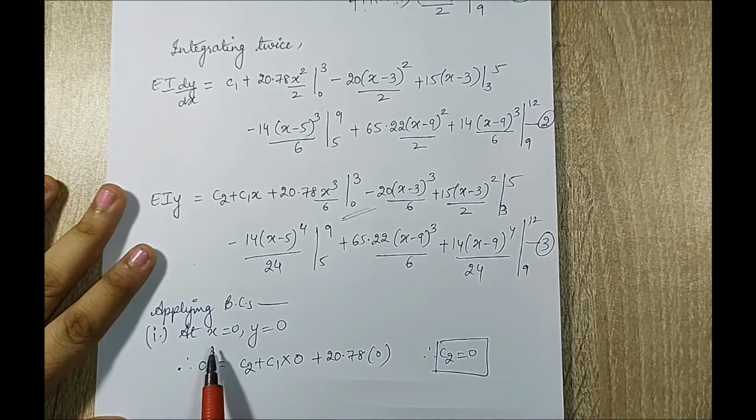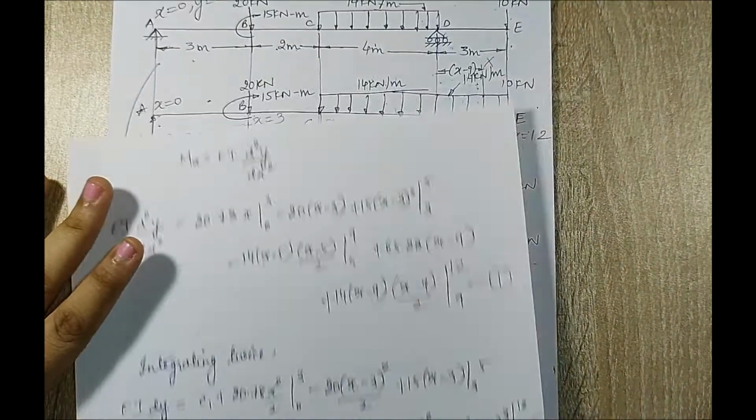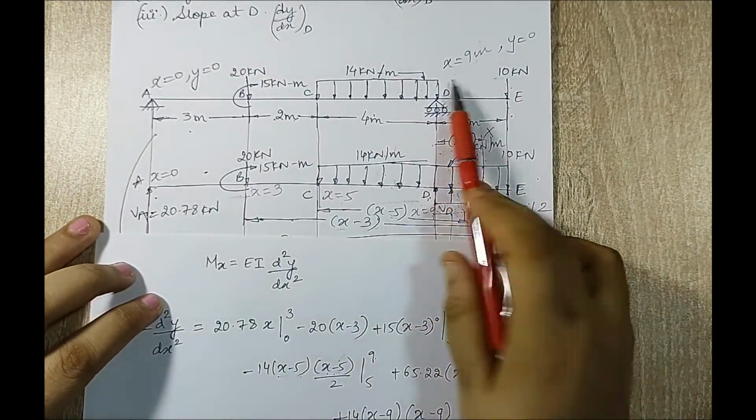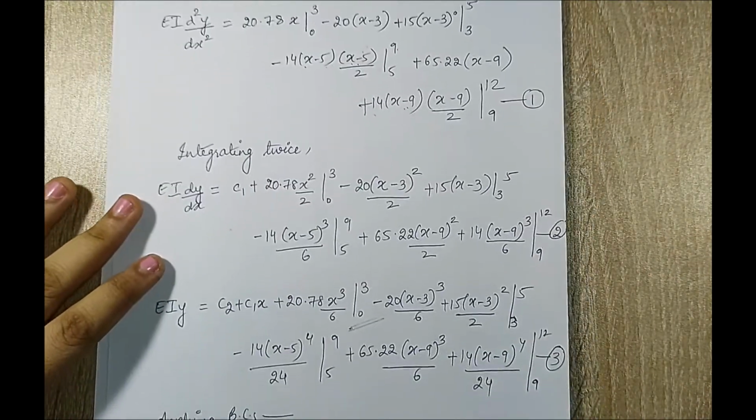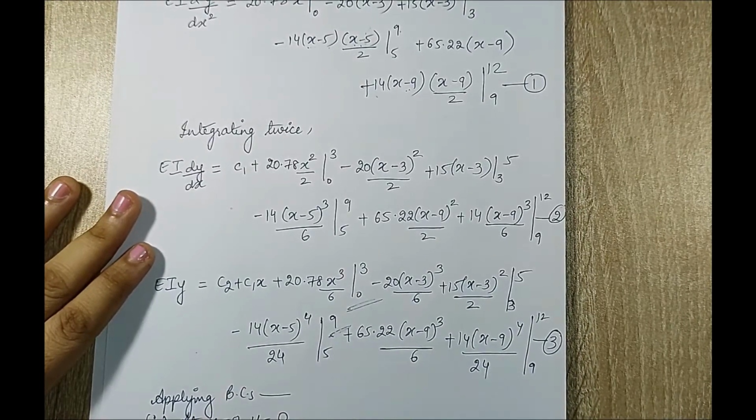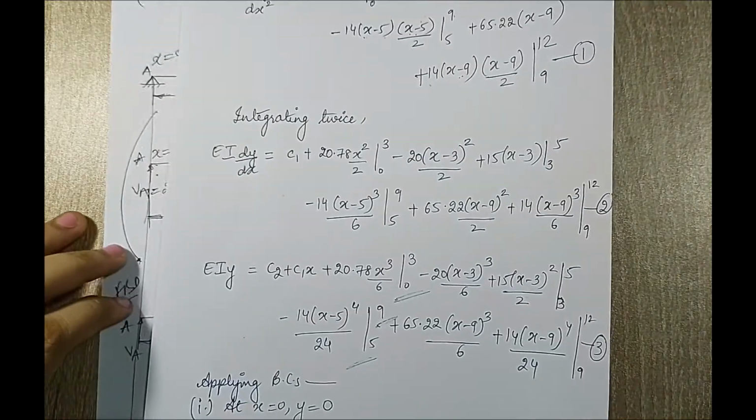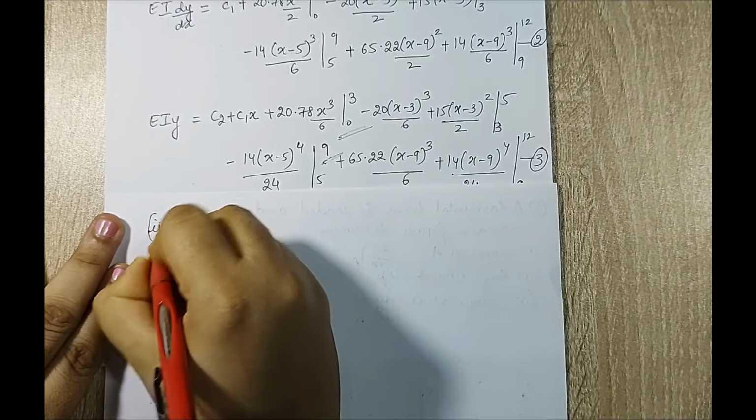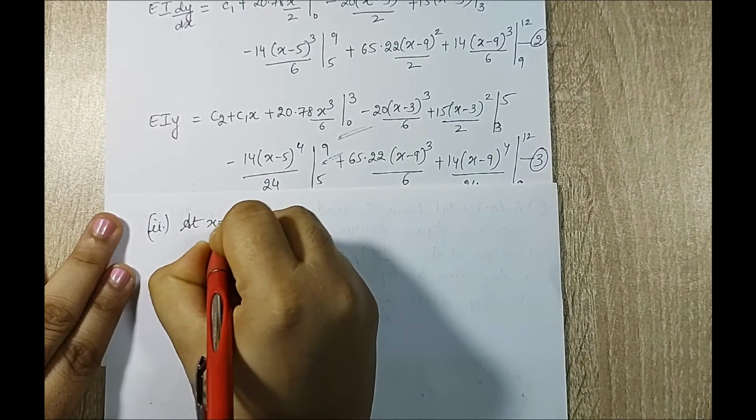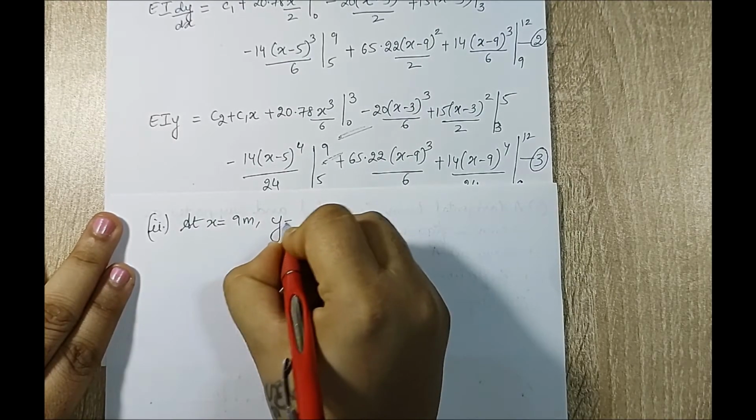Next, when I write the equation for x is equal to 9 meter, as you can see D is at 9 meter. So when I say it is 9 meter, I will have to write up to the domain, the higher domain should be 9. So I'll write up to this point for the equation. So I'll write out the second equation. At x is equal to 9 meter, y is equal to 0.